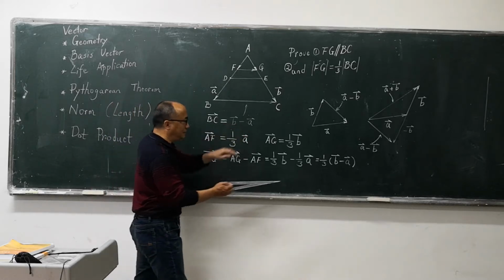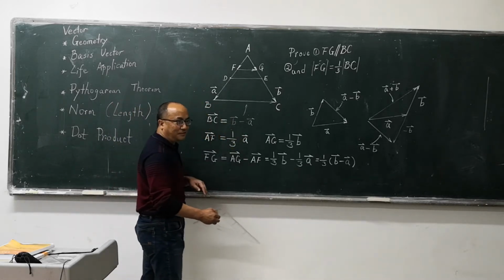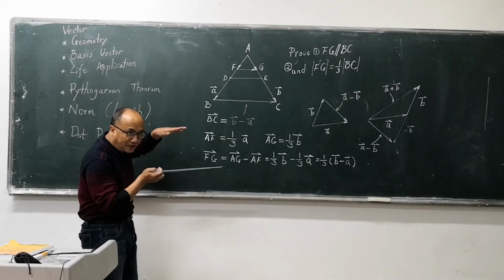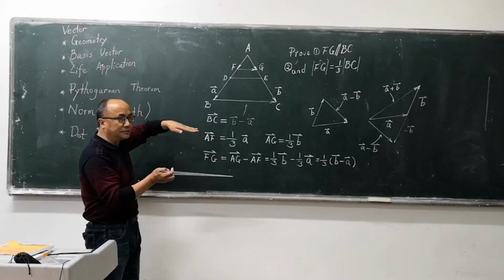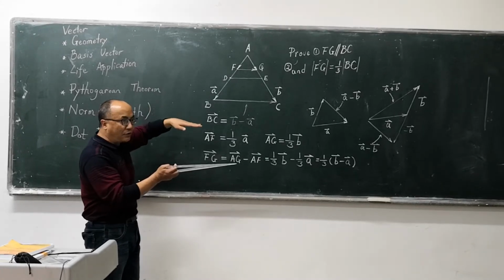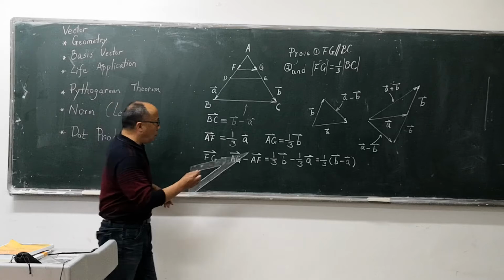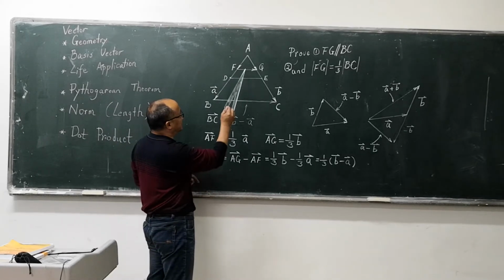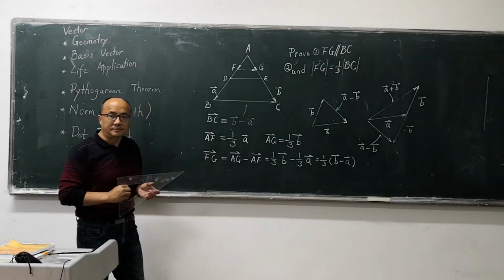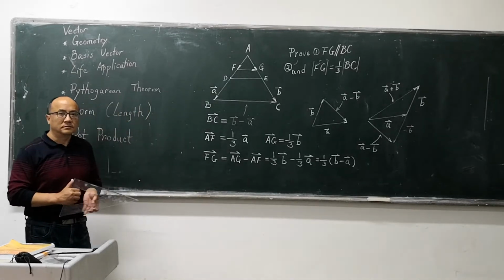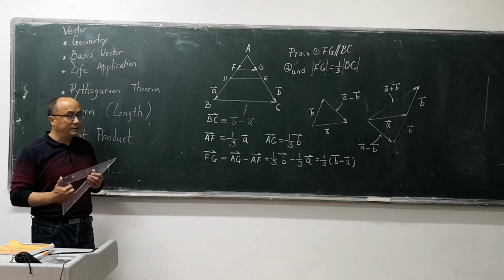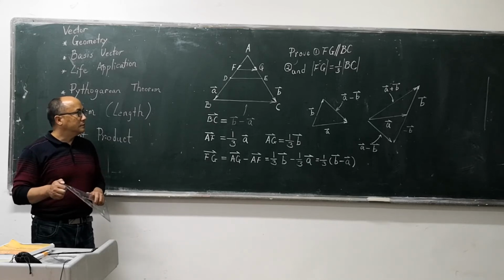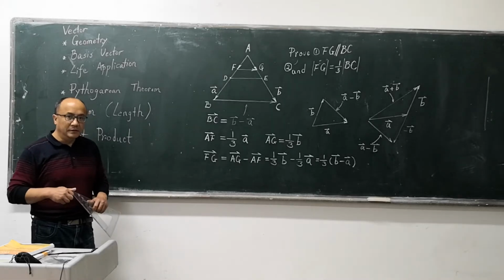This is a vector, okay? This is just a part of the same vector. Okay, so they are the same direction, so they are parallel. And it also shows that this is 1/3 of BC. Are you following? Yes.